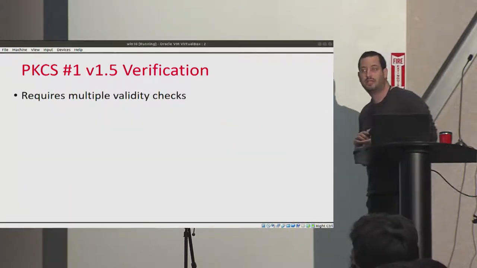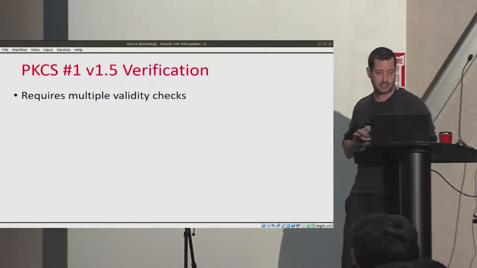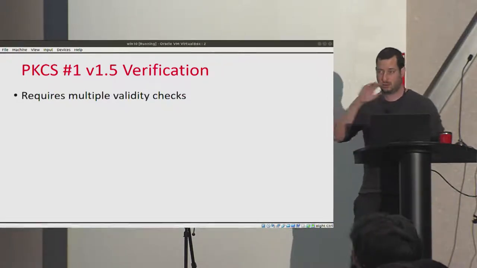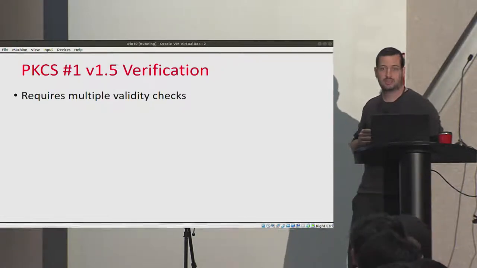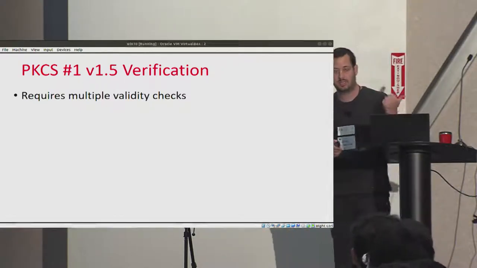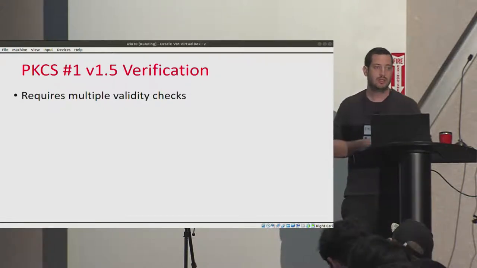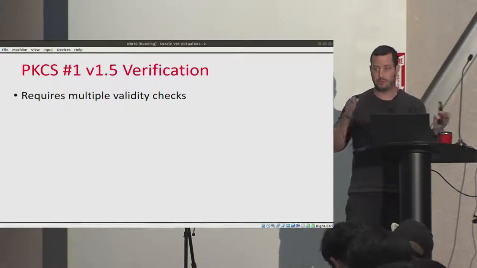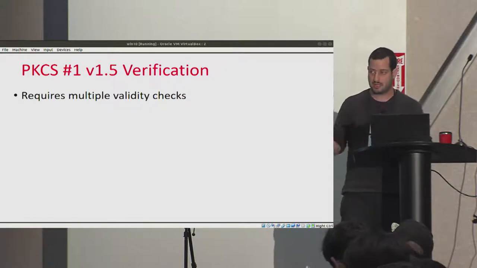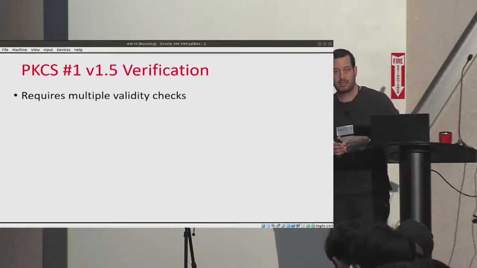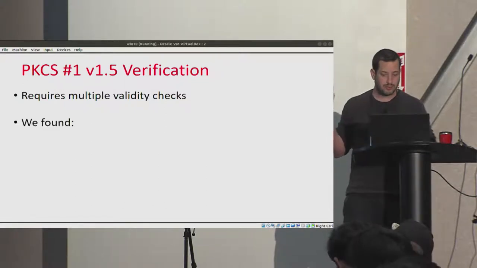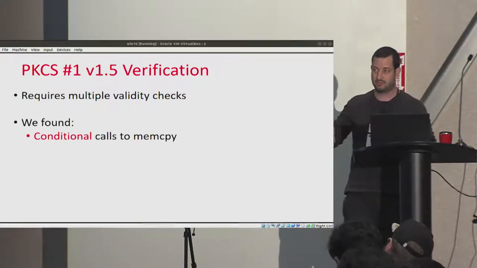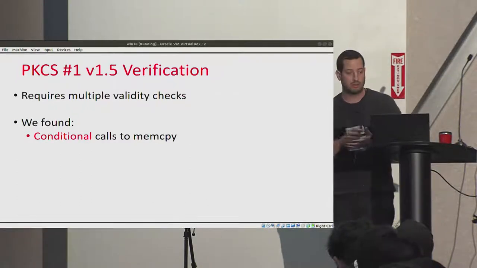Another layer of the attack is the PKCS verification itself. And this is a relatively complex check. It requires multiple validity checks. We need to check that the two topmost bytes are 0 and 2. We need to check that we have a large enough number of random bytes before we get 0. We need to check the length of the plaintext. All of these checks are done one after the other. And what we found is basically a lot of non-constant behavior. For example, conditional calls to memcpy.